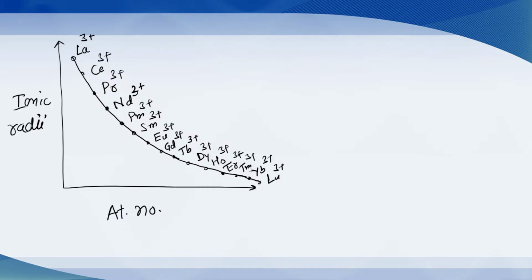This steady or regular decrease in the atomic and ionic radii of lanthanoids with increasing atomic number is known as lanthanoid contraction. Now, what is the cause of lanthanoid contraction?